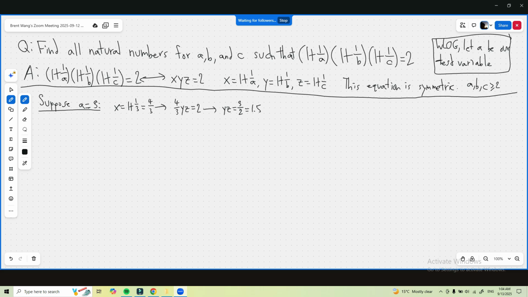Using the same tactic once again, suppose without loss of generality, y is less than or equal to z once again. Then y squared equals 1.5, and that means y would equal the square root of 1.5. When you put that in your calculator, you get an approximate value of 1.22. So this is the maximum value y can possibly be if A was equal to 3.